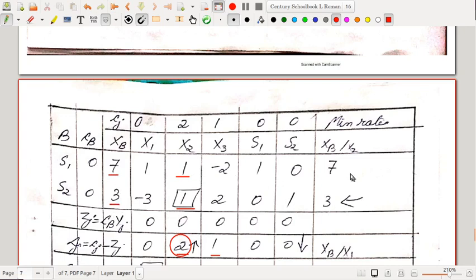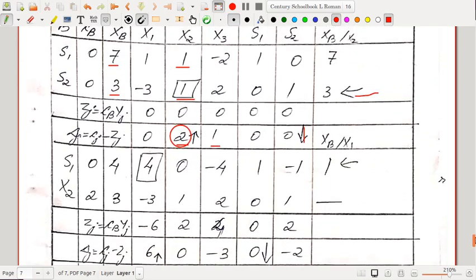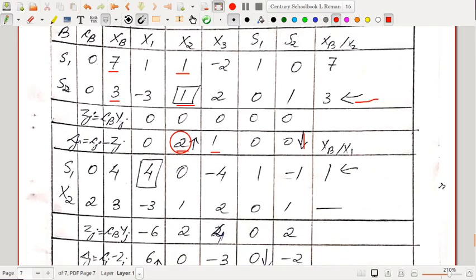Okay, so out of 7 and 3, the minimum is this 3, which corresponds to s2. S2 is the outgoing vector, so s2 will leave the basis. So in the next step, s1 will remain and s2 will leave the basis, and in place of s2, x2 will enter. So the cost corresponding to x2 is 2. And what is the key element here? Key element is 1, so we have to divide the outgoing vector row by 1. Dividing by 1, it remains as it is.